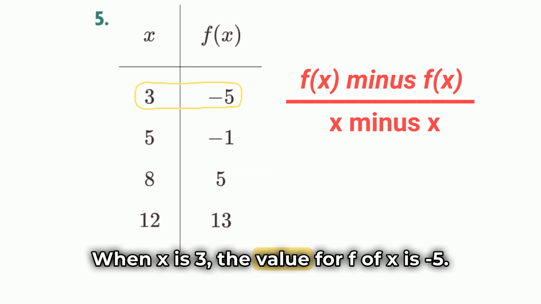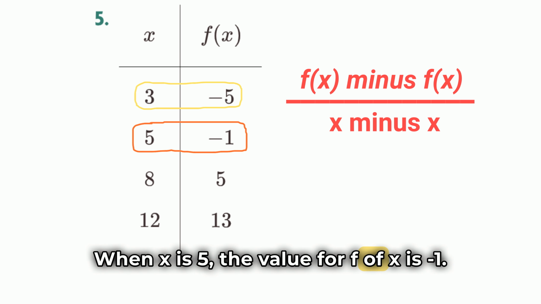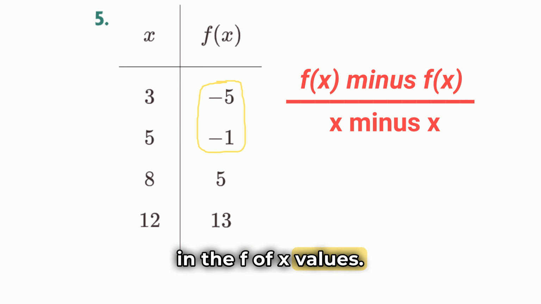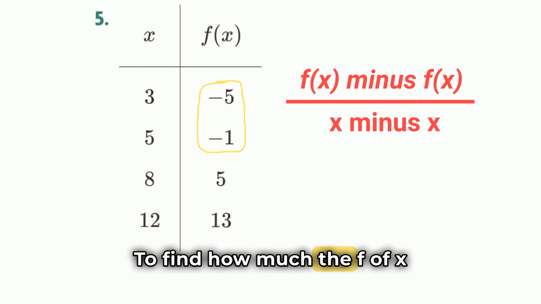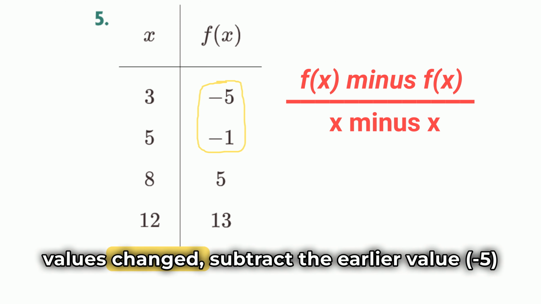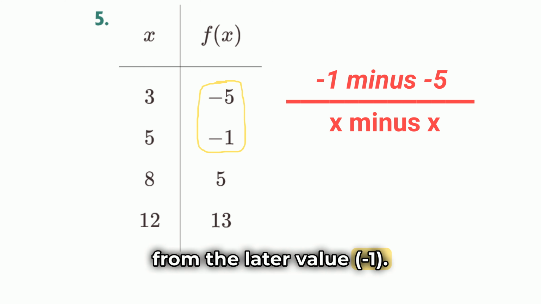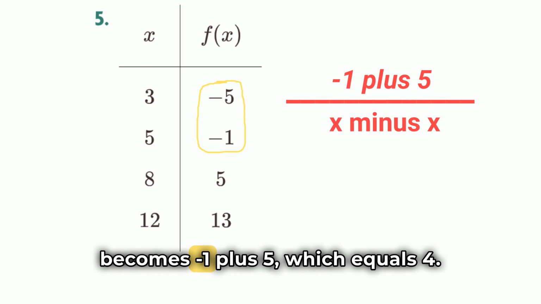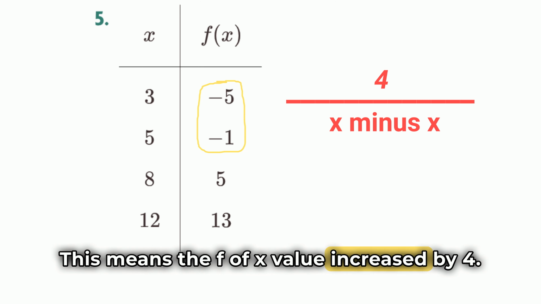When x is 3, the value for f of x is -5. When x is 5, the value for f of x is -1. Now we need to find the difference in the f of x values. To find how much the f of x values changed, subtract the earlier value, -5, from the later value, -1. Take the -1 and subtract -5 from it. Subtracting a negative is like adding, so this becomes -1 plus 5, which equals 4. This means the f of x value increased by 4.